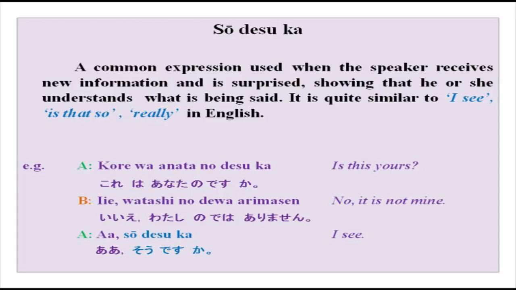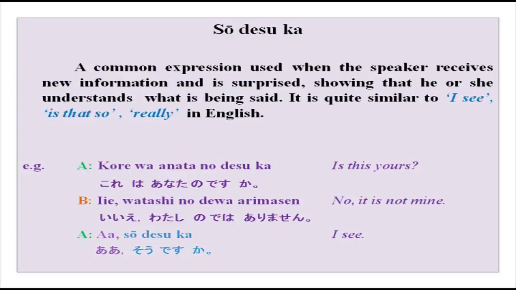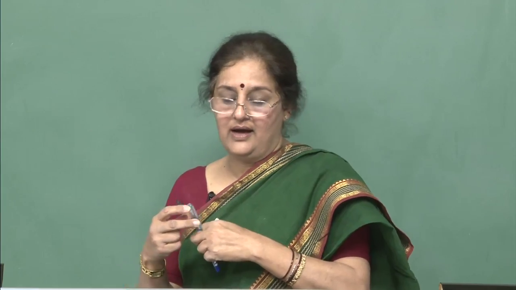As you can see over here in this small kaiwa, kore wa anata no desu ka? Iie, watashi no dewa arimasen. Ah, so desu ka? Oh, I see. Is that so? Now over here it's more flat. I have understood.